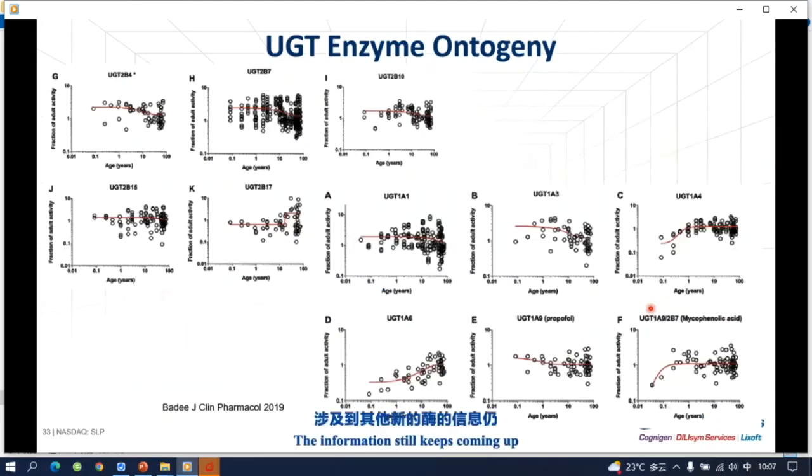And the information still keeps coming up for the new enzymes. This is one of the more recent publications showing the ontogeny of UGTs, covering most of the major UGTs, going all the way from infants up to adults. And it came only about 2 or 3 years ago. So very good information is coming up that is being incorporated in the program as well.